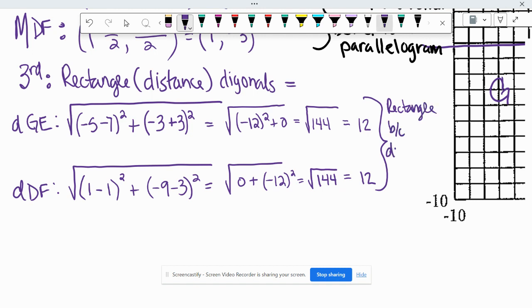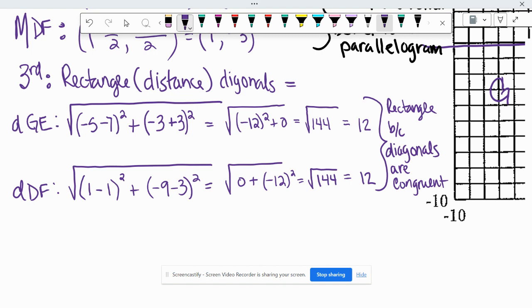because the diagonals are congruent. And that just means that they have the same measure. They're congruent. They have the same measure.